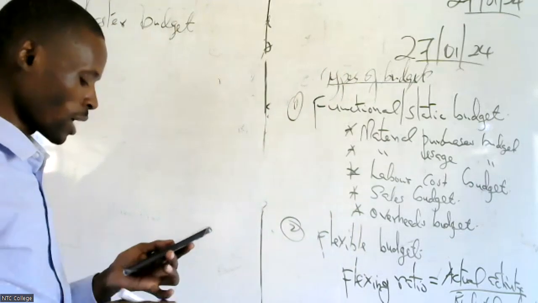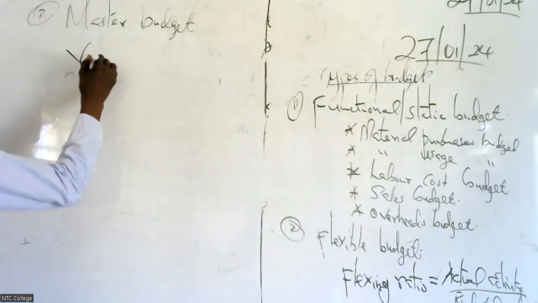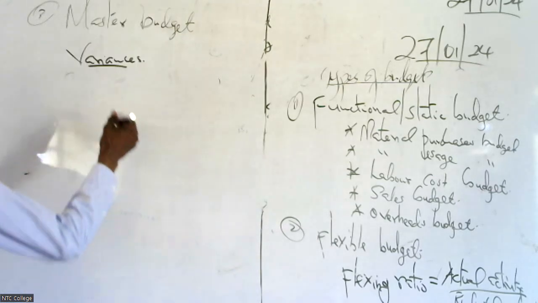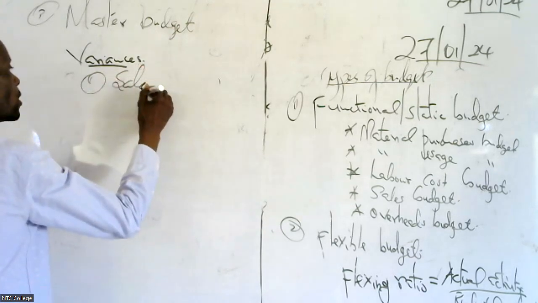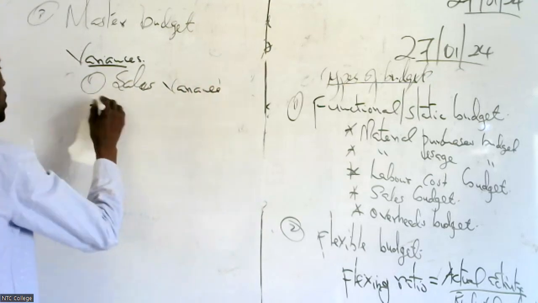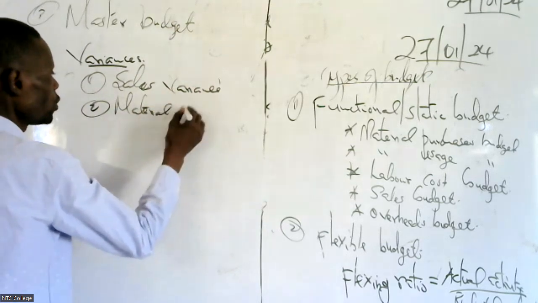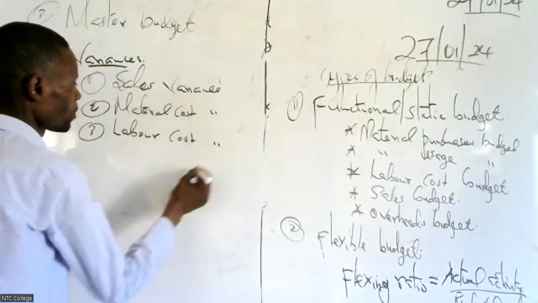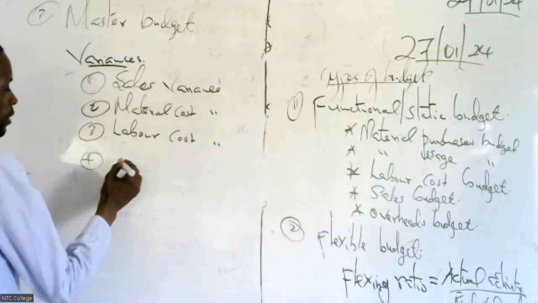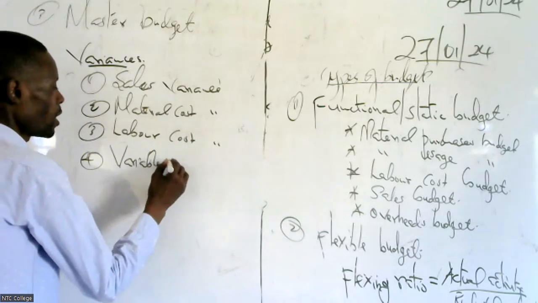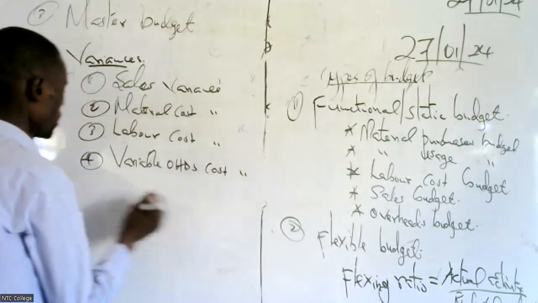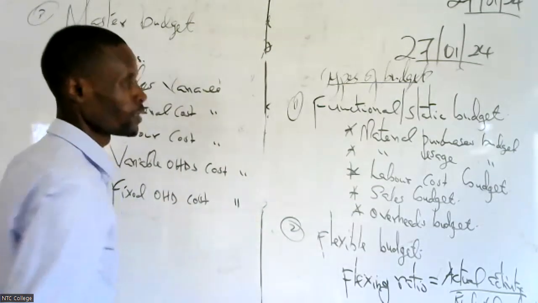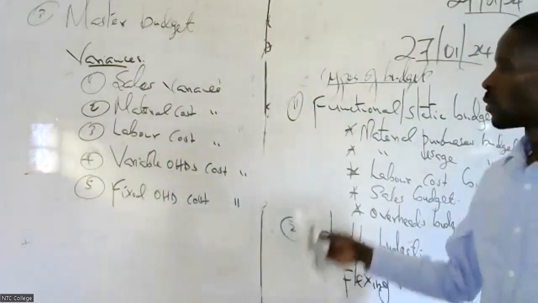To add on that, we'll be looking at what? At variances. Under that topic per se, we'll be looking at variances, and I believe at intermediate level in management accounting, you looked at variances. So we have 5 types of variances. One is sales variance. Number 2, we have material cost variance. Number 3, labor cost variance. Number 4 is variable overheads cost variance. Then number 5, fixed overhead cost variance. Those are the types of variances that we will be looking at.